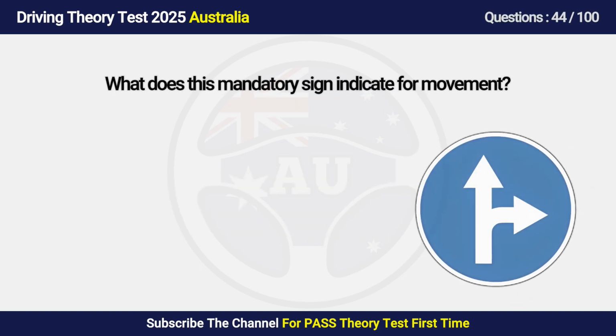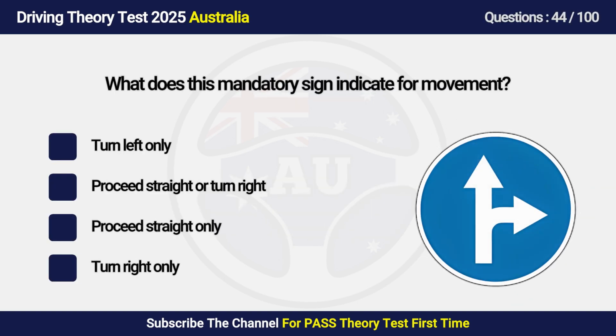Question 44. What does this mandatory sign indicate for movement? A. Turn left only. B. Proceed straight or turn right. C. Proceed straight only. D. Turn right only.